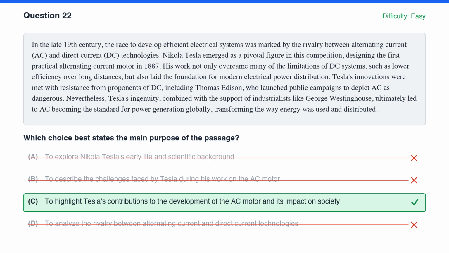Choice C fits because the passage devotes its core to Tesla's development of the AC motor and then traces its lasting impact on electrical power distribution and how energy was used worldwide. That dual focus on contribution and societal effect matches C precisely.